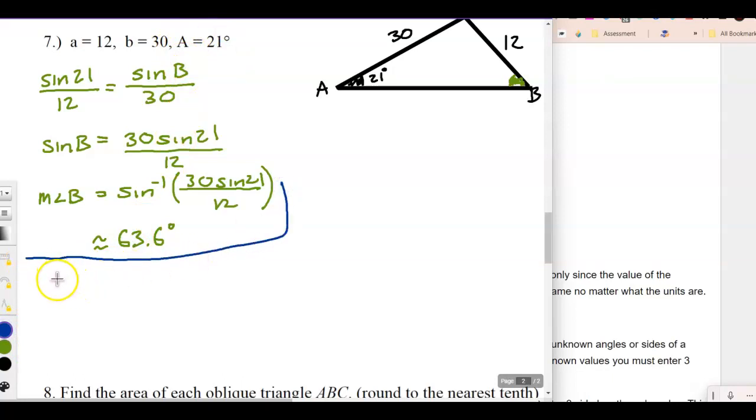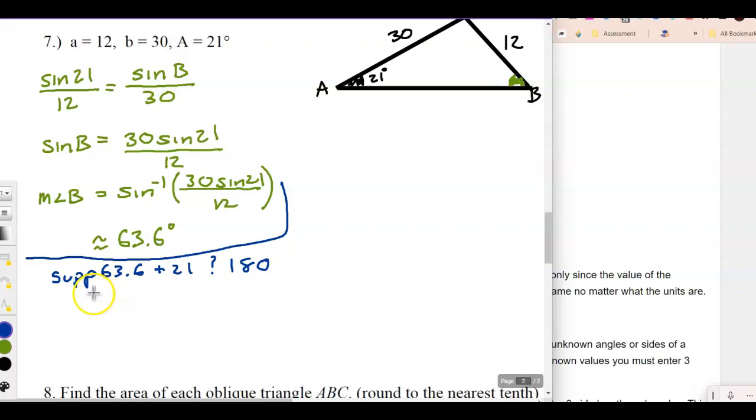So I need to find the supplement of 63.6, add that to 21, that's the original, and I have to see how that compares to 180. Is it greater than or less than? Is what I'm looking for. If it's less than, there's 2 solutions. Right, so supplement of 63.6. So I'm going to do 180 minus 63.6.